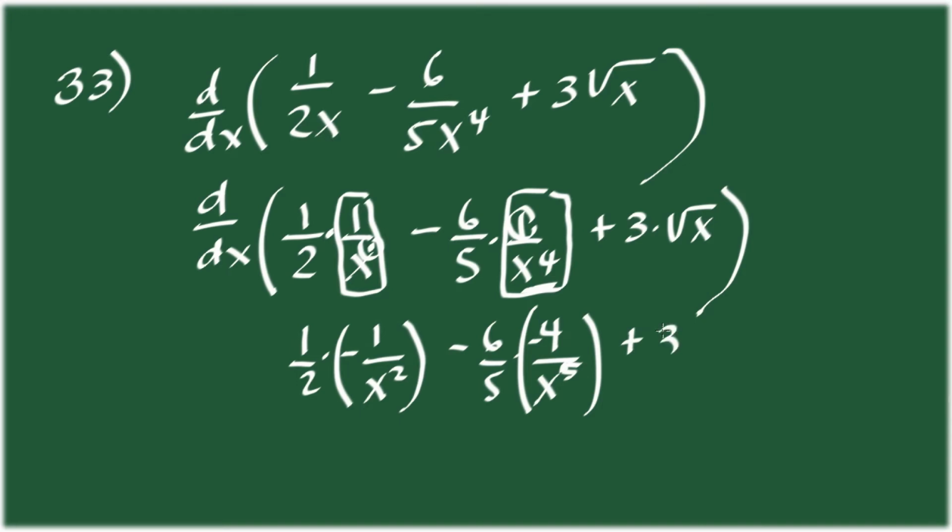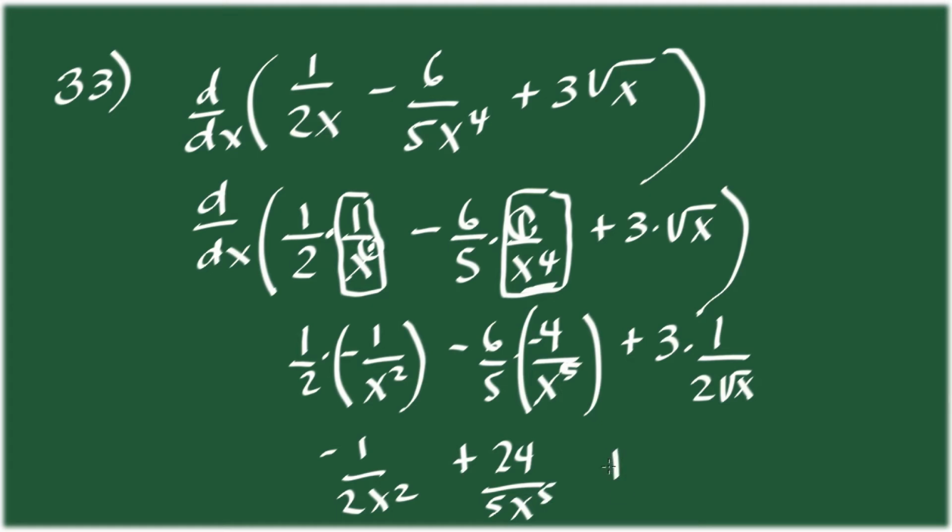Now we also have a shortcut for the square root of x. Its derivative is, I hope you memorized at this point, 1 over 2 square root of x. Otherwise, it's going to be a tedious process for finding the derivative of square root of x and also for those reciprocals. So simplifying, we simply have negative 1 over 2x squared, positive for negative times negative, so positive 24 over 5x to the fifth, and then plus 3 over 2 square root of x.